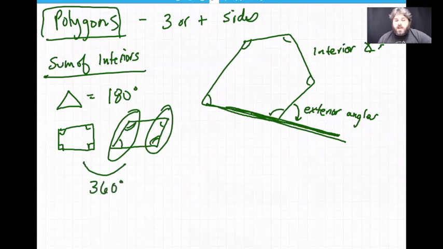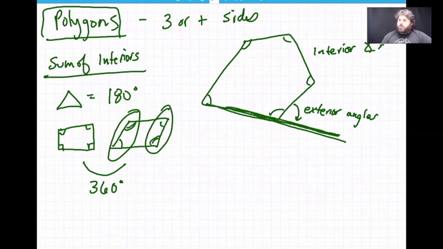So four-sided figures always sum to be 360 degrees. So the question is, what if it's 12 sides? I mean, what's the sum of the interior angles of a 12-sided polygon? Or a hexagon, right? A hexagon is a 6-sided polygon.